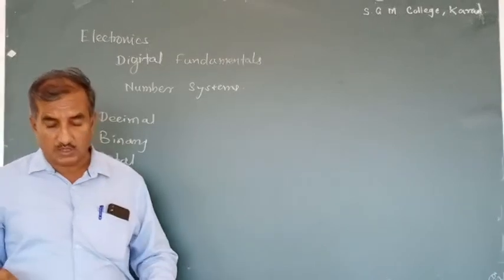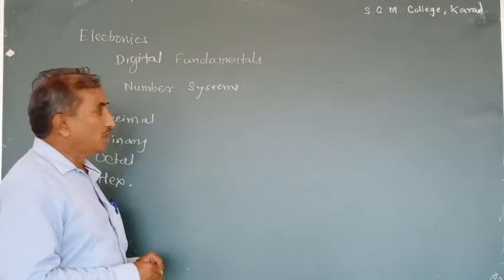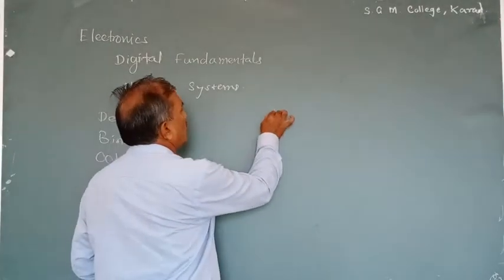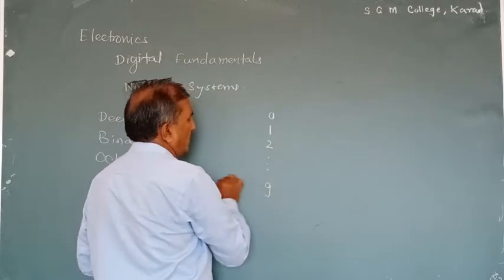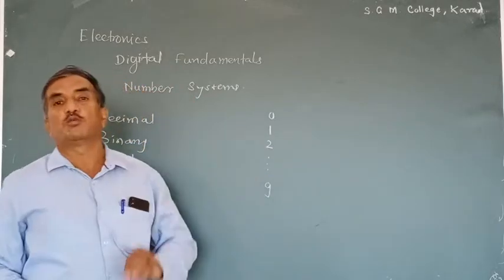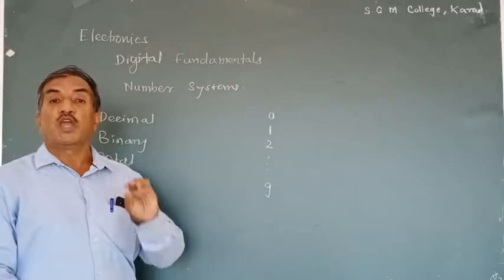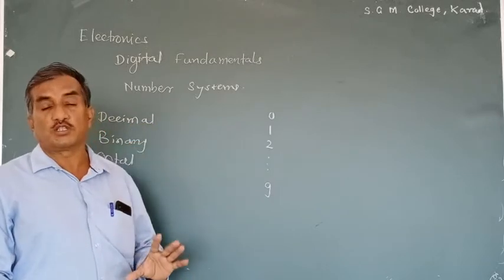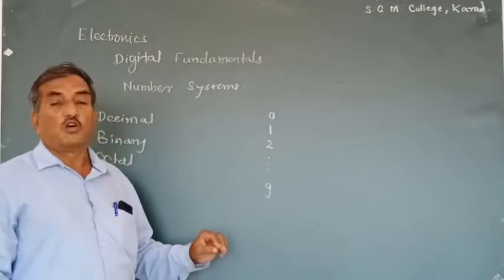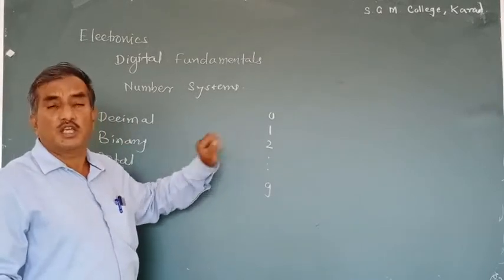The decimal number system uses 10 basic symbols. The symbols are 0, 1, 2 up to 9. These symbols are used in the decimal number system. It uses a total of 10 symbols, and that's why it is known as the decimal number system. Its base is 10; we call it the radix or base, which is 10.